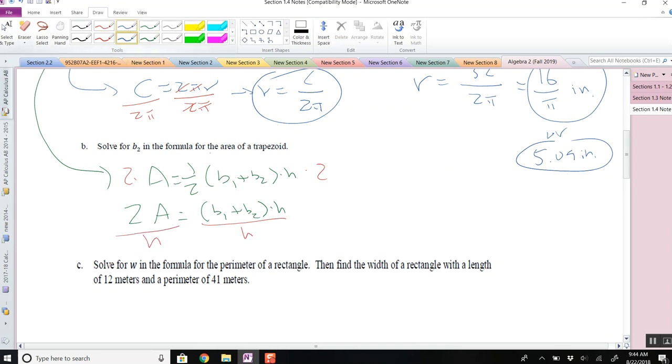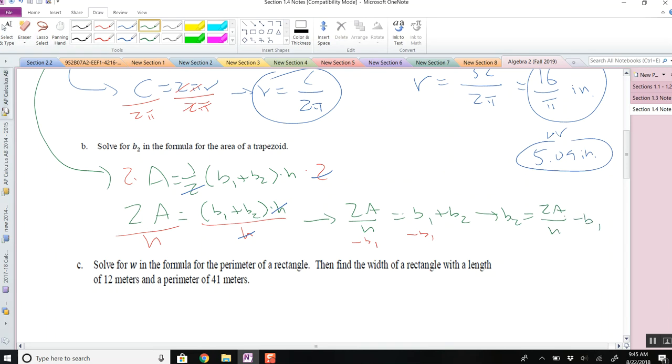Because when I multiply both sides by 2, the 2's cancel over here. And then when I divide both sides by H, the H's cancel. So what do I got now? 2a over H equals B1 plus B2. Now the last step is pretty darn easy. Subtract B1, and you now have B2 isolated. It's 2a over H minus B1.